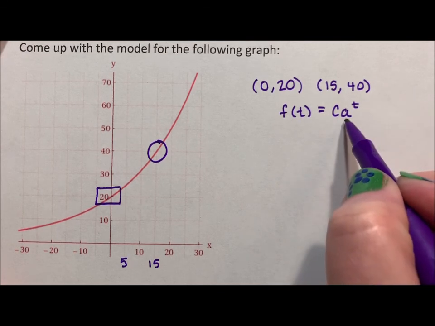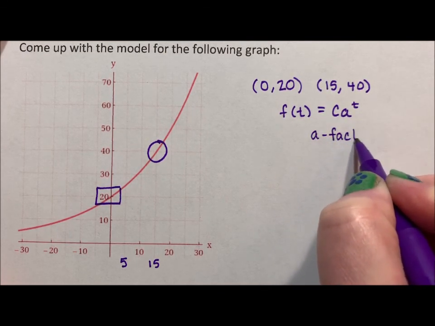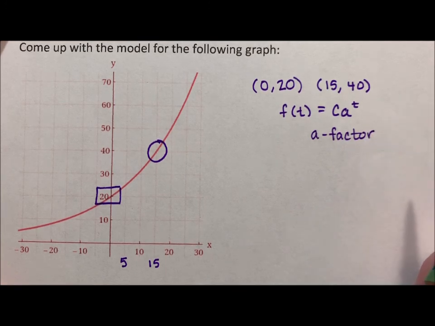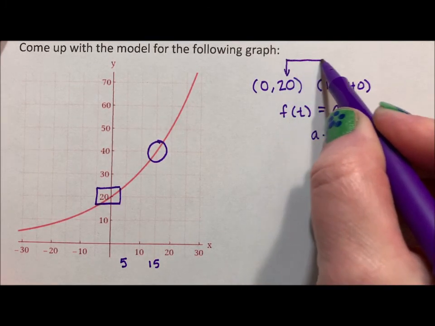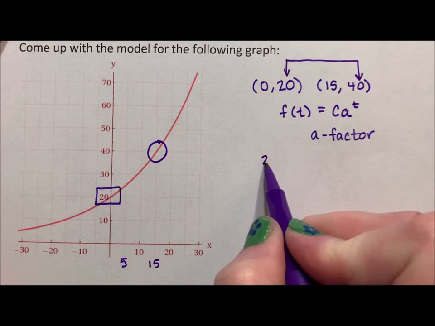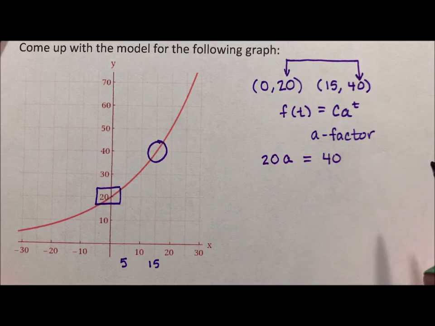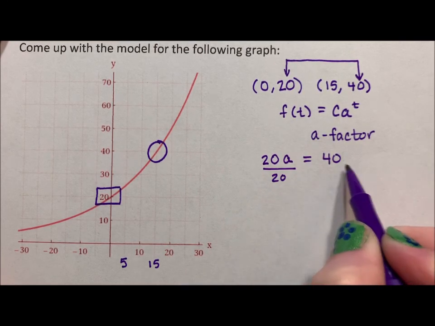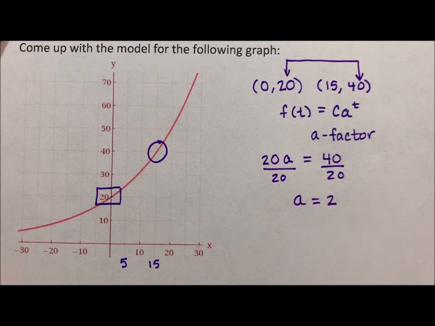Now, I'm going to start with a. a is the factor, and it's what you multiply by to move forward in your model. So my factor is what I multiply the output by to get to the next output. What do I multiply 20 by to get to 40? Well, if I divide both sides by 20, I see that I'm multiplying by 2.